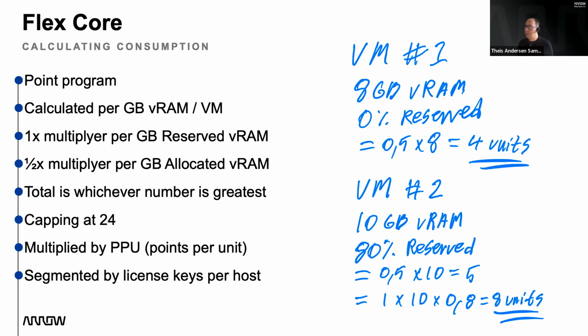So I hope it makes sense how the calculation is done, but very important here, look at whether the vRAM is reserved or not, and make the calculation on an individual per VM basis. Otherwise, you won't end up with a precise result.